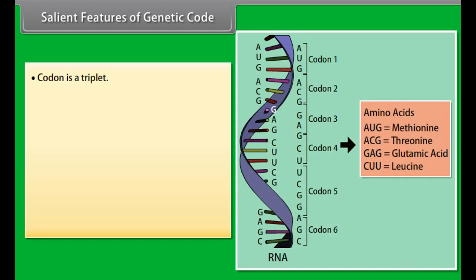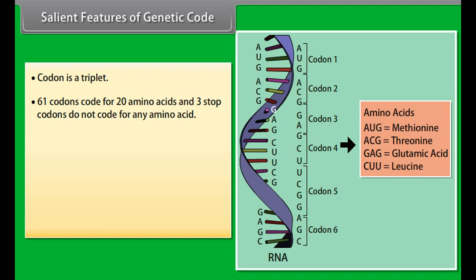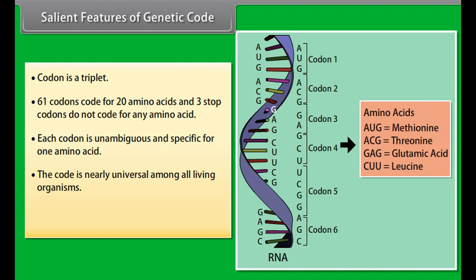Salient features of the genetic code. A codon is a triplet. 61 codons code for 20 amino acids, and 3 stop codons do not code for any amino acid. Each codon is unambiguous and specific for one amino acid. The code is nearly universal among all living organisms. The codon for methionine, AUG, also acts as an initiator codon.